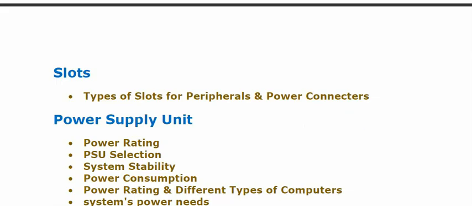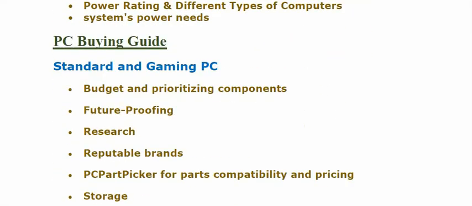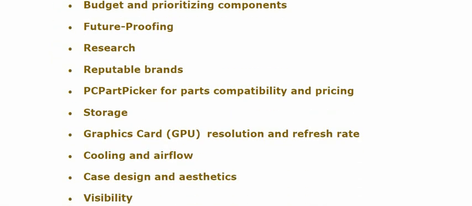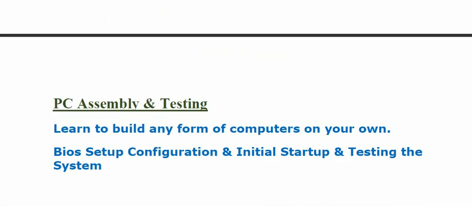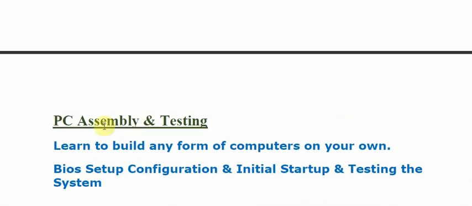Then the buying guide, very important. According to the budget, how to select components, and requirements also we need to consider here, whether we are going to assemble a gaming PC or a standard PC. Assembling and testing. Now up to here mostly these topics are straightforward.